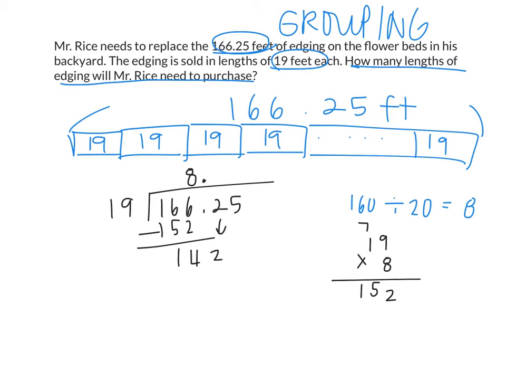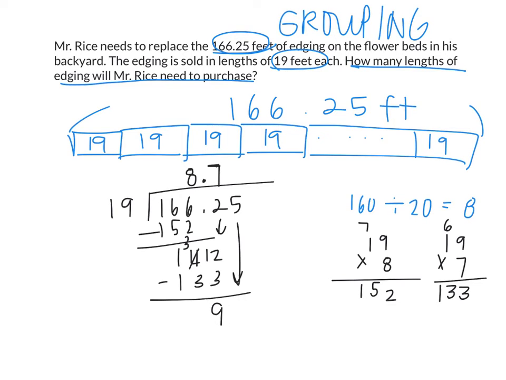Since 19 times 8 was 152, I think I'm going to try 19 times 7, because 142 is pretty close to that, so I'm going to try 7 next. 7 times 9 is 63, 7 times 1 is 7, plus 6 is 13, so 133. When I subtract this, I need to regroup, right? 12 minus 3 is 9. And I'm going to bring this down. I have 95 hundredths. Okay.